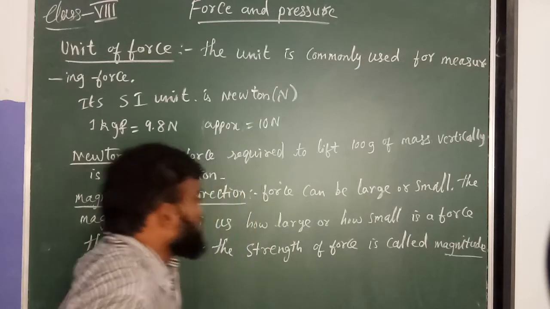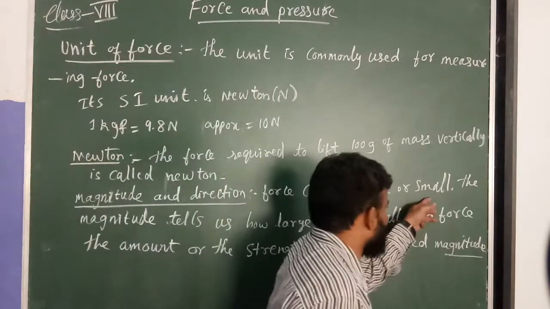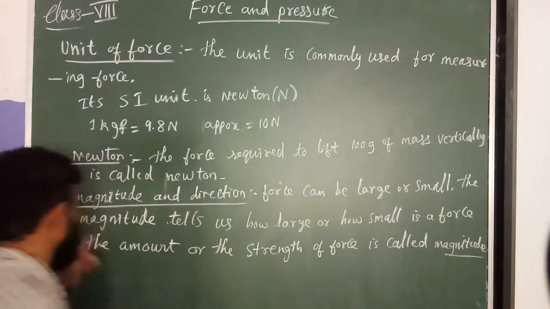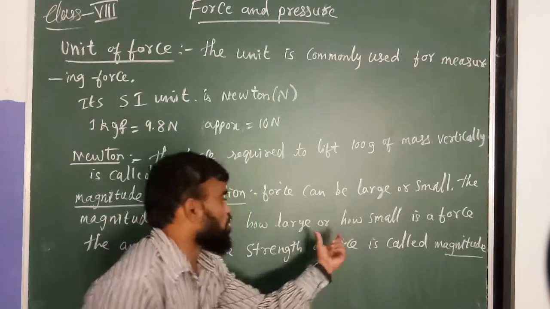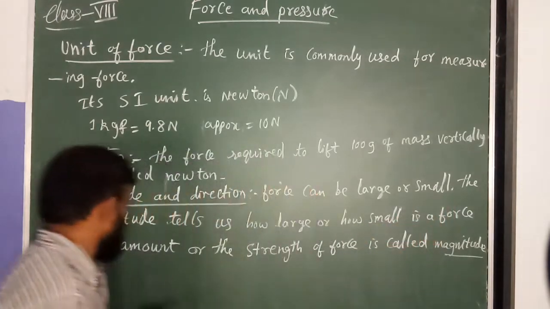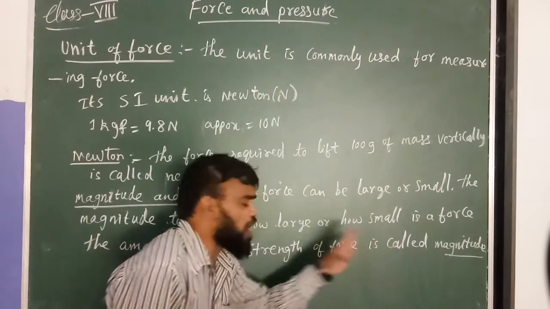What do you mean by magnitude and direction? Magnitude is for taking the force of mass. Force can be large or small, and the magnitude tells us how large or how small a force is. The amount or the strength of force is called magnitude.